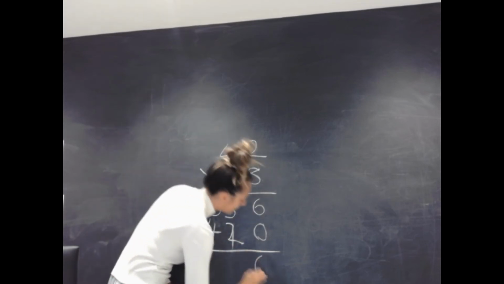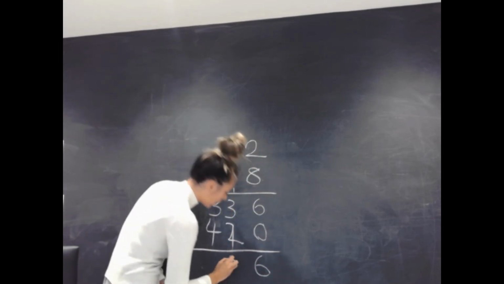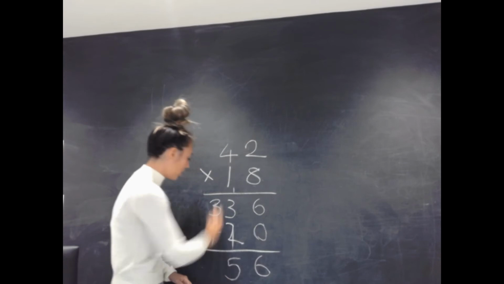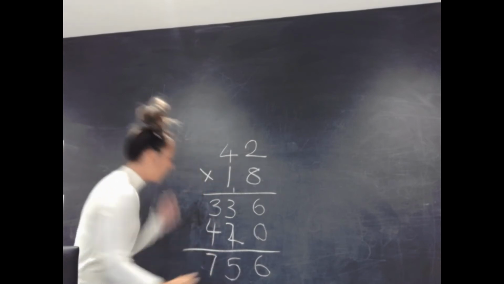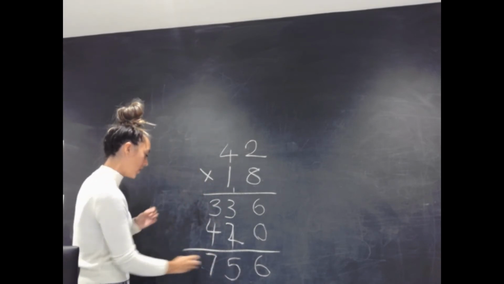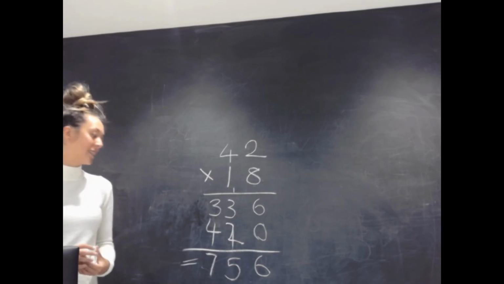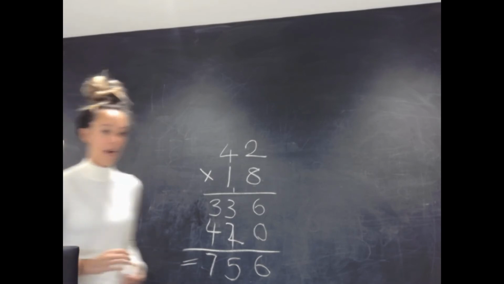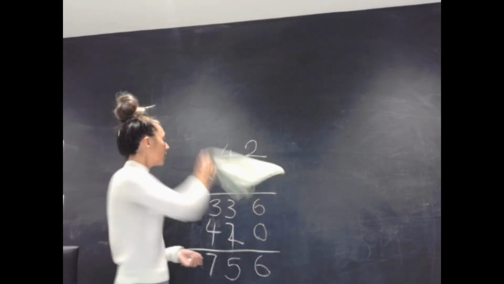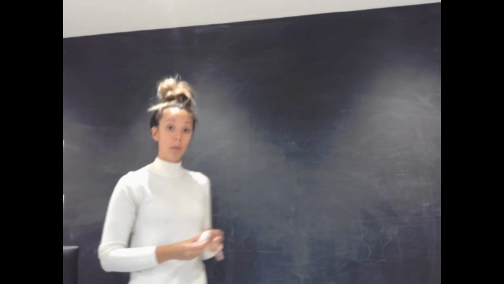6 add 0 is 6. 3 add 2 is 5. 3 add 4 is 7. So the answer to the question is 756. Okay? I hope that makes it a little bit easier to do sometimes.